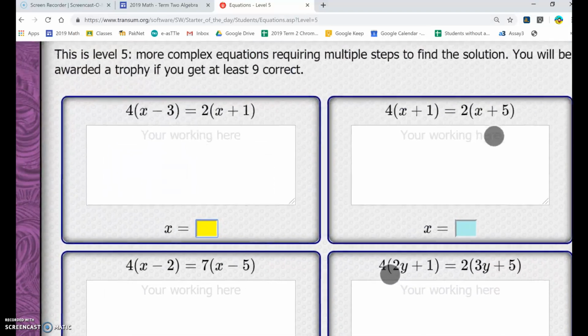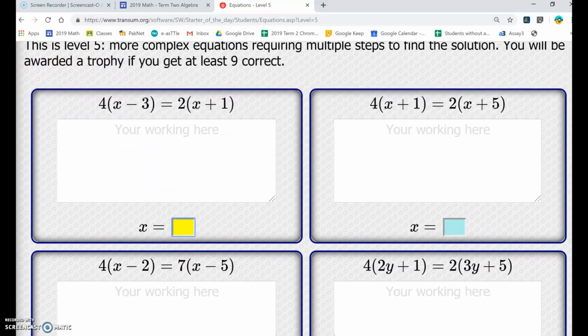Okay, so level 5. Here we go. So here I can see the 4 there and the 2 there. So I can divide both sides by 2 to have 2x minus 3 equals x plus 1. So I've just divided both sides by 2.